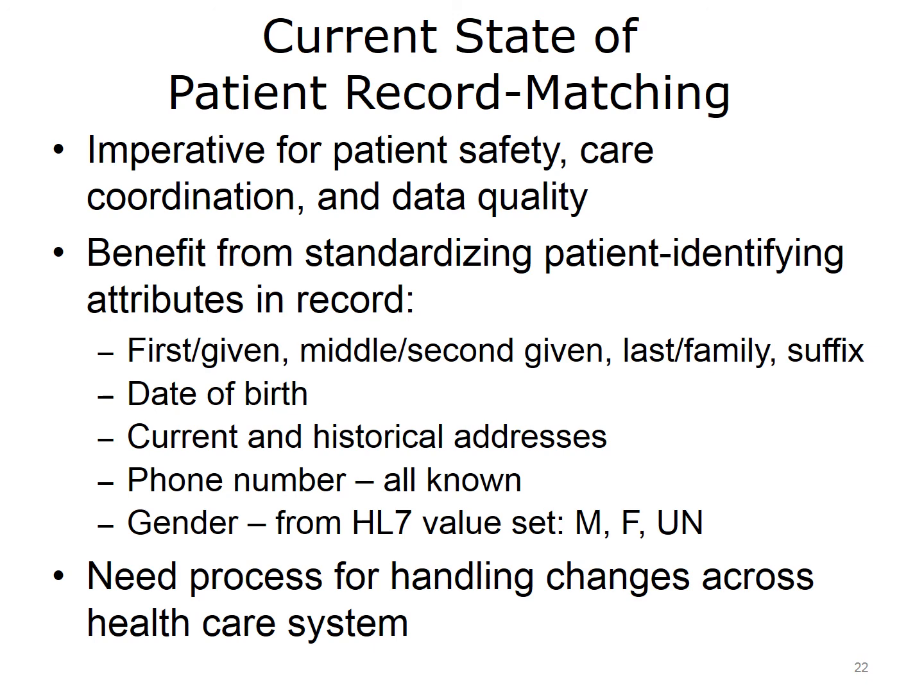For example, having standards for the first or given, the middle or second given, and last or family names would be very useful, as would be the standardizing of suffixes, the standardizing of birth dates, and even times. It would also be helpful to use a standardized international format for current and historical addresses, including known phone numbers, and using standards to represent gender. This report also noted that there should be a process for handling changes when names, addresses, and other attributes change across the healthcare system.